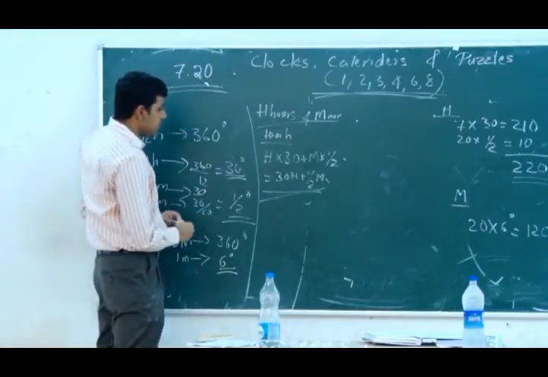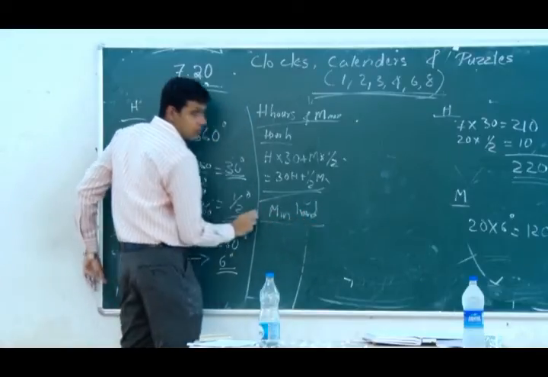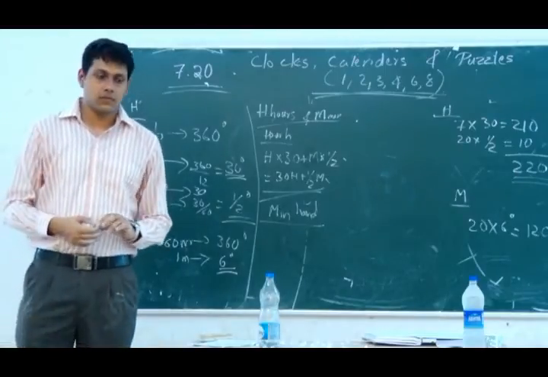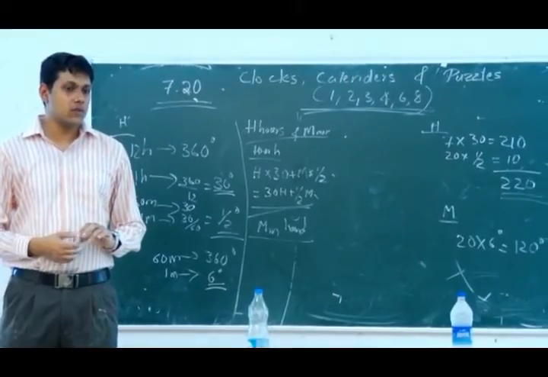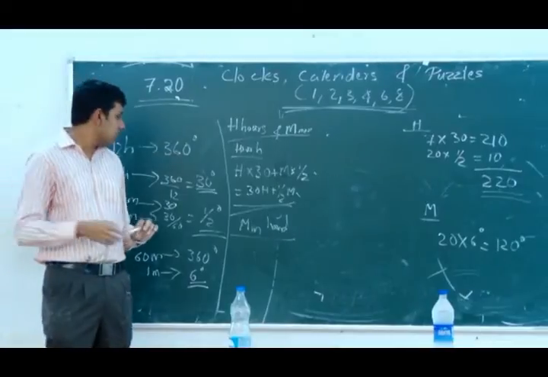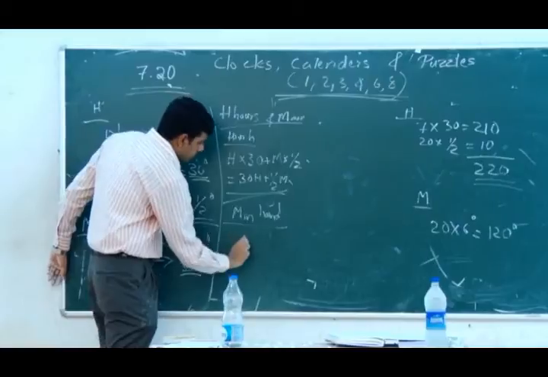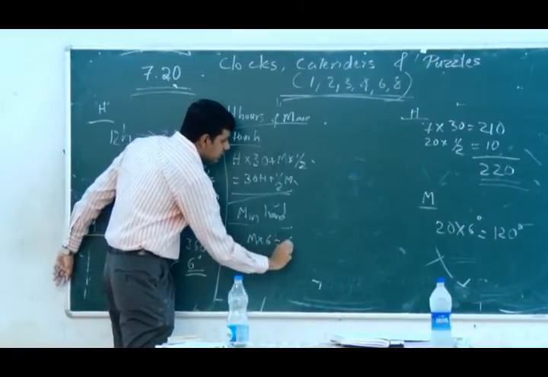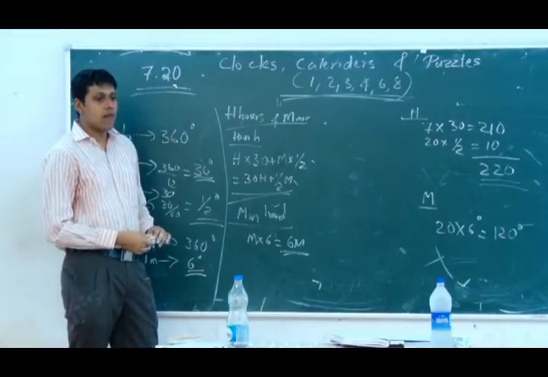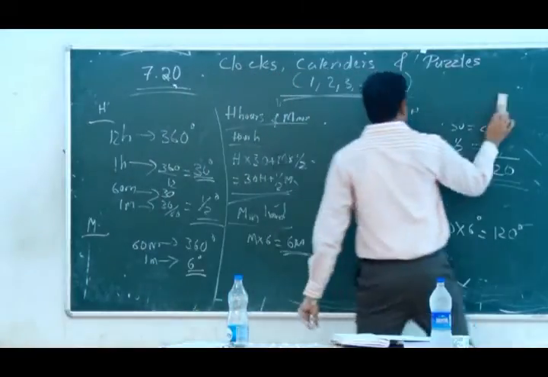Okay. Next we will consider the minute hand. What is the distance moved by the minute hand? 1 minute it will move 6 degrees. So the distance moved in m minutes is m into 6, that is 6m. This is the distance moved by the minute hand. Now we have to find the angle between them.